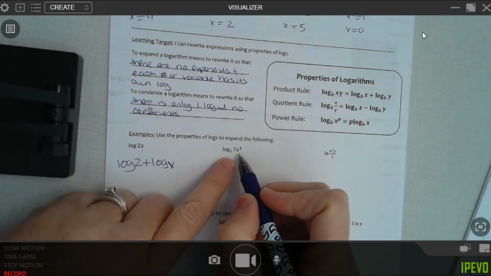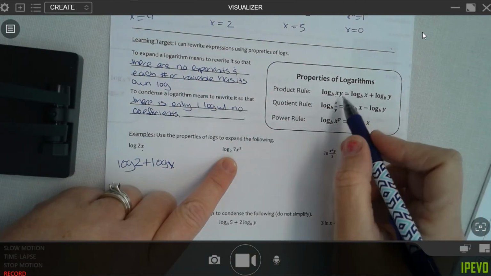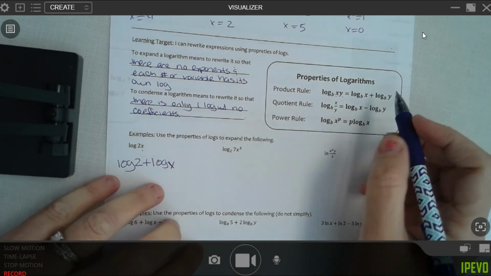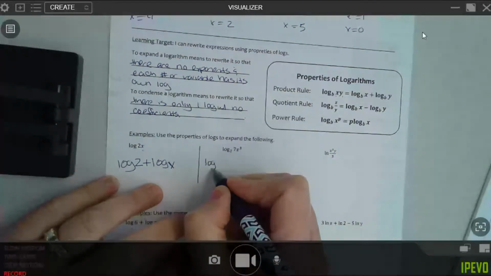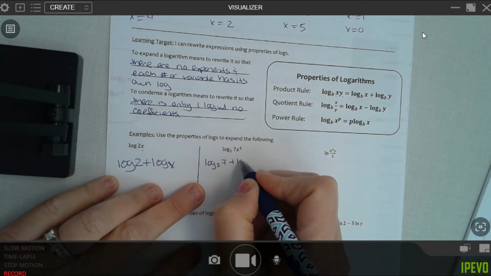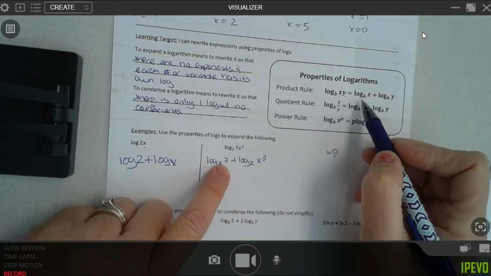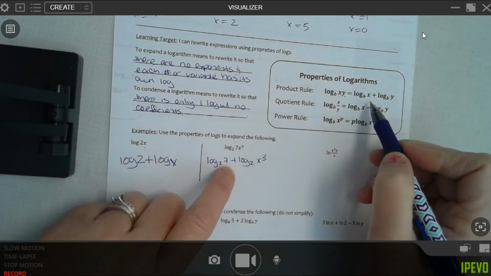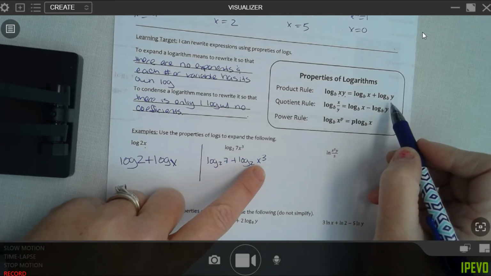So now when I do this one, this is 7 times x cubed. So I'm going to use the same property again. This time there's a base of 2, so I'm going to put a 2 as my base for both of those properties. So my first step is going to be log base 2 of 7 plus log base 2 of x cubed. So 7 was in the x spot right there. See this 7? It's in the x spot. And x cubed right here. So I put it in the y spot.